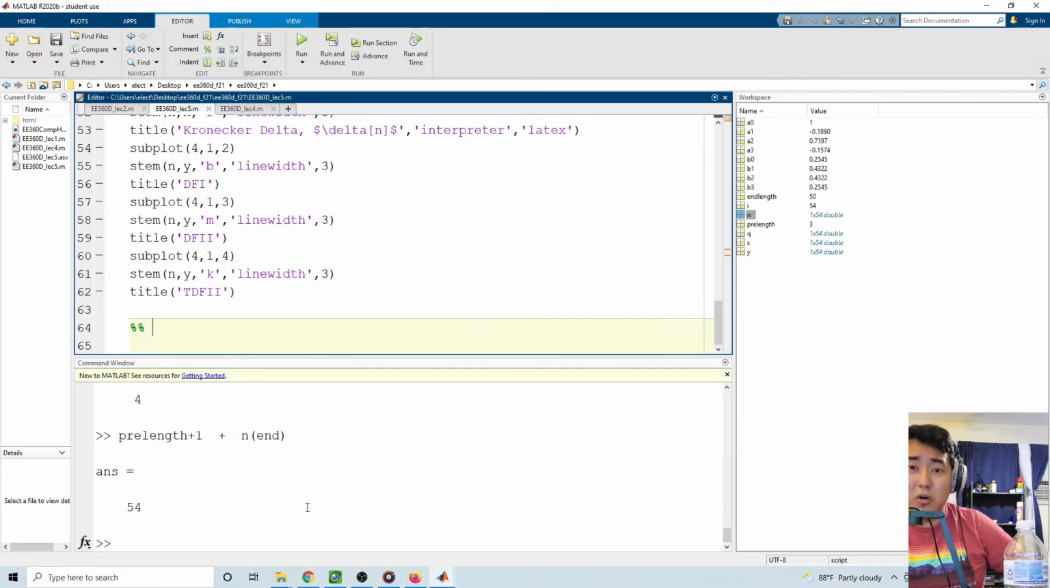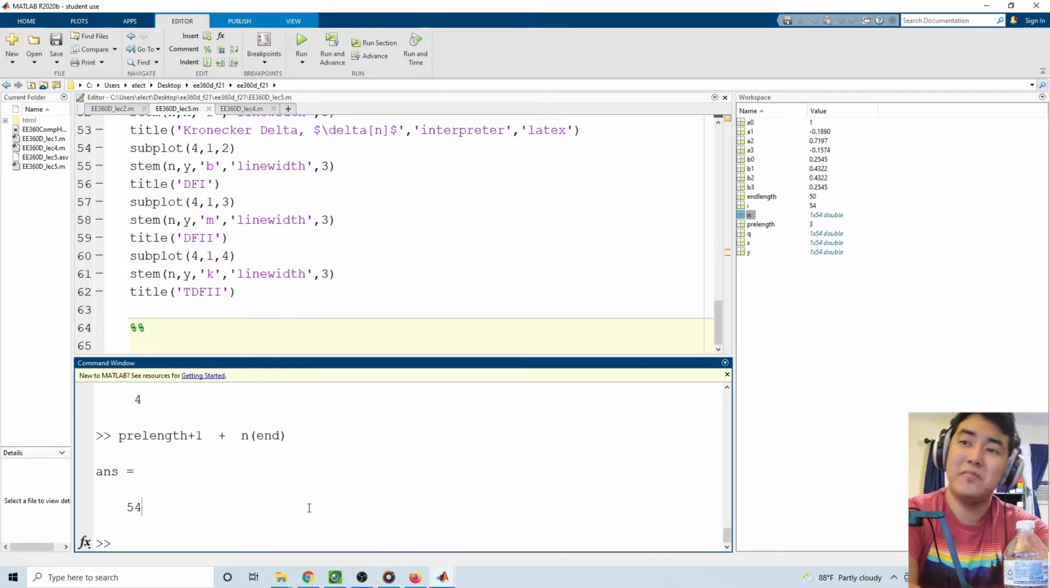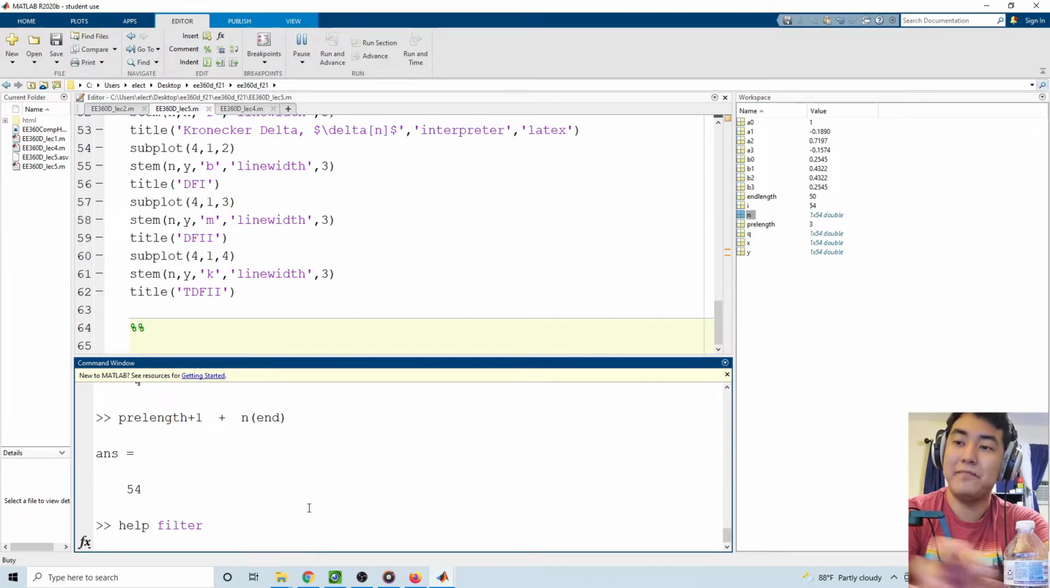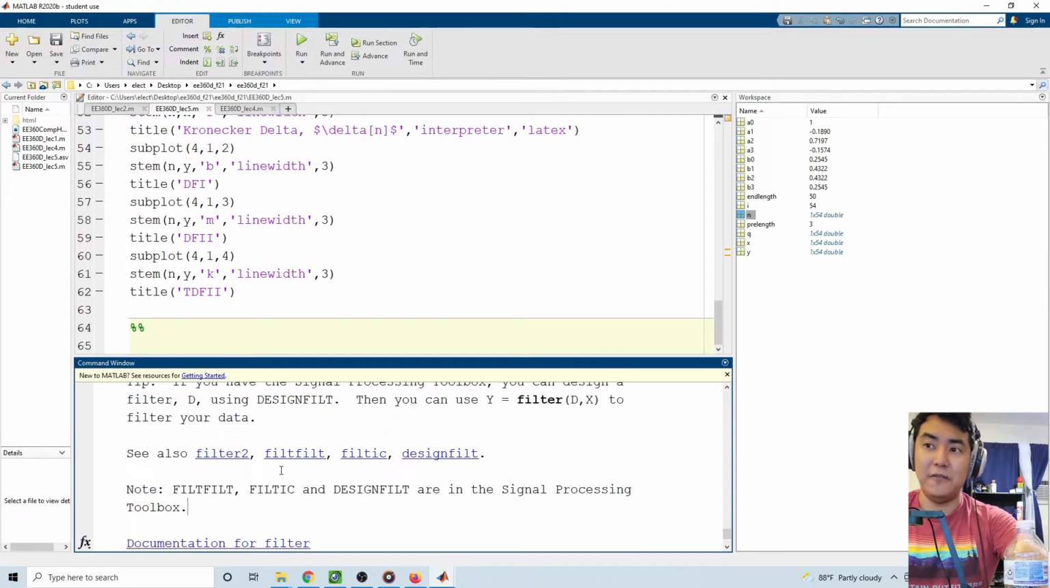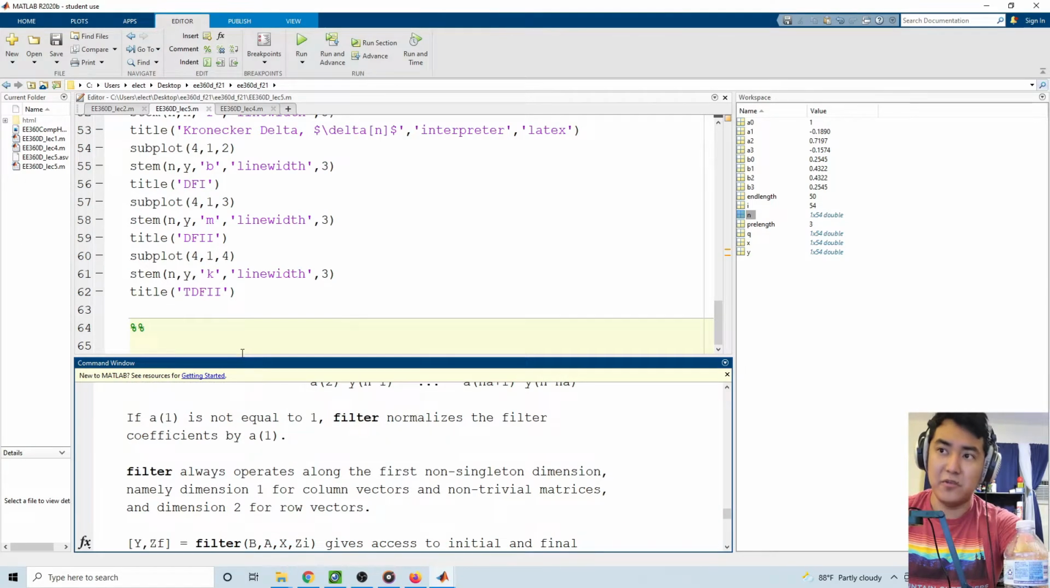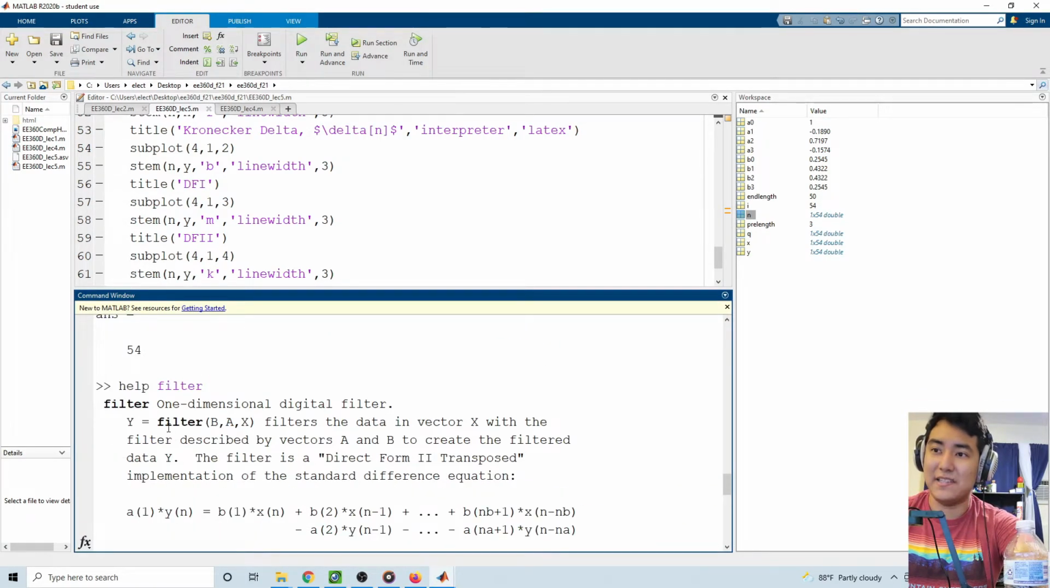I don't know what's going on. What do I do? Don't worry. Help filter. And now you figured, you see it, MATLAB is supposed to be super helpful. Let's see what it's asking for.